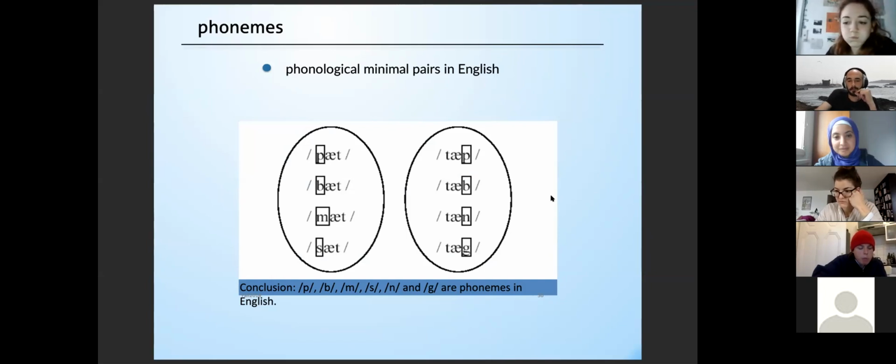So another interesting thing is the concept of minimal pairs, okay? So certain phonological categories form minimal pairs, like p and b, t and d, m and n. Can you tell me why these are minimal pairs? Does anyone have an idea?